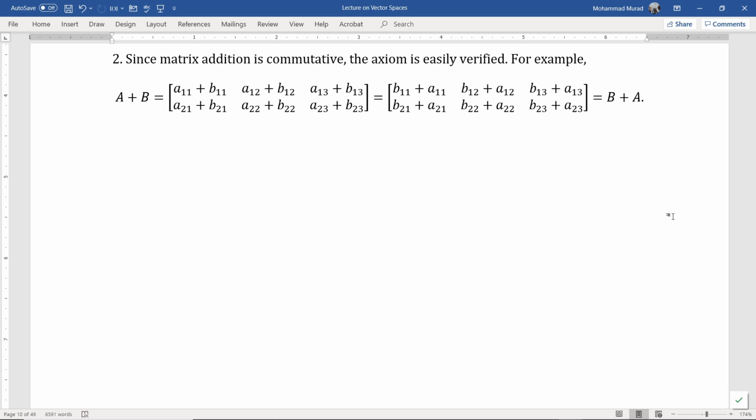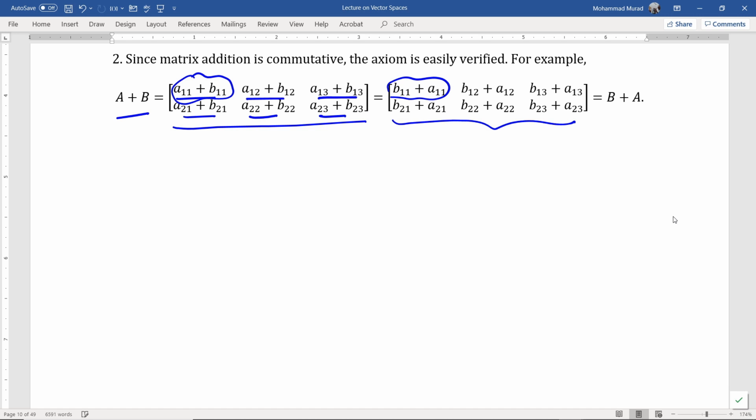Property 2. Since matrix addition is commutative, the axiom is easily verified. For example, if we take two matrices A and B as previous, then the sum is this matrix. In this matrix, each entry is a real number, and we know the sum of two real numbers is commutative. So the first entry in this matrix, A sub 1 1 plus B sub 1 1, can be written as B sub 1 1 plus A sub 1 1, and similarly the other entries. And by definition, this matrix is the sum of these two matrices, in short, B plus A. So we prove that A plus B is equal to B plus A. Matrix addition is commutative. Hence, property 2 is satisfied.